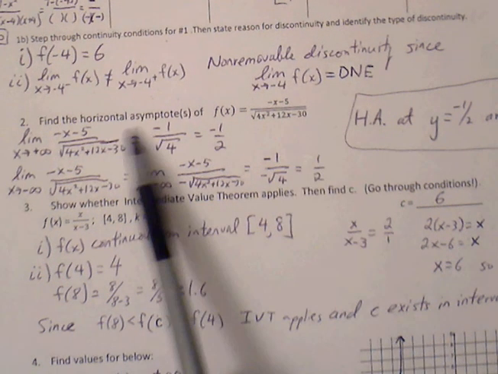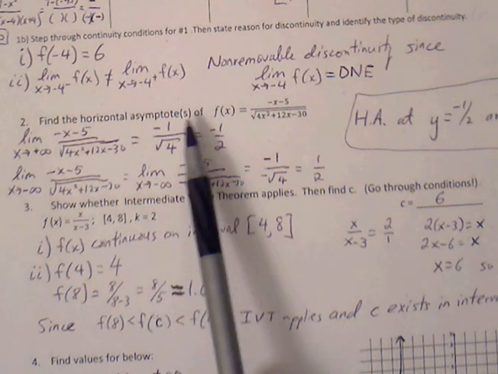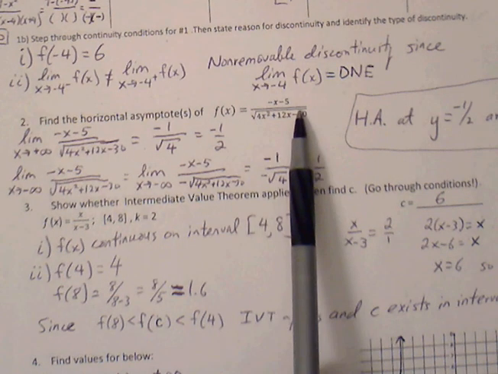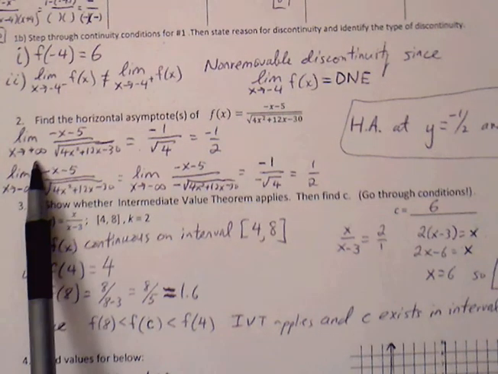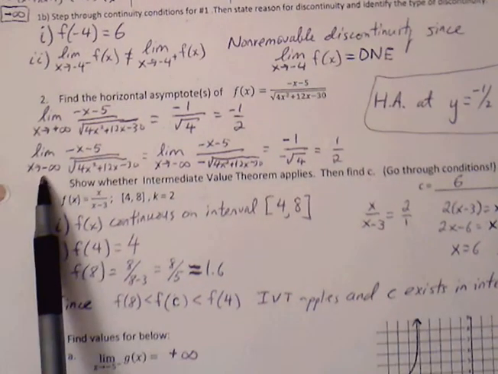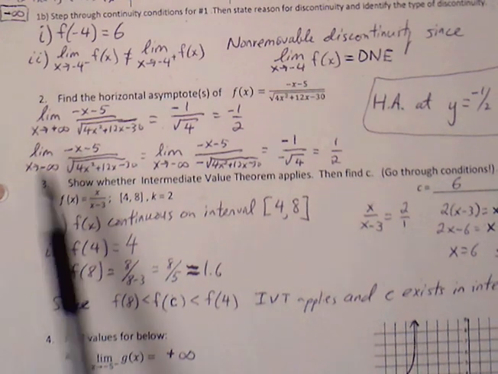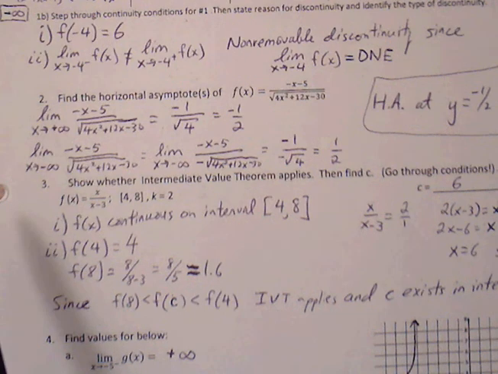And finding a horizontal asymptote is the same thing as finding the limit as x approaches infinity. But in this special case of the radical in the denominator, we have to consider both the limit as x approaches positive infinity and negative infinity, because we may have two different horizontal asymptotes depending on whether we're following the left branch or the right branch.